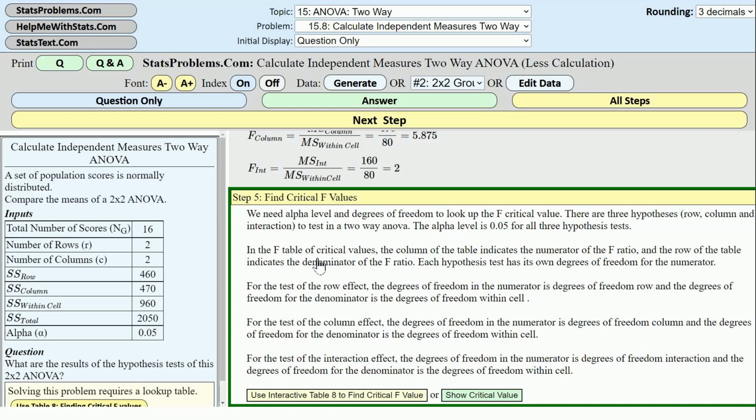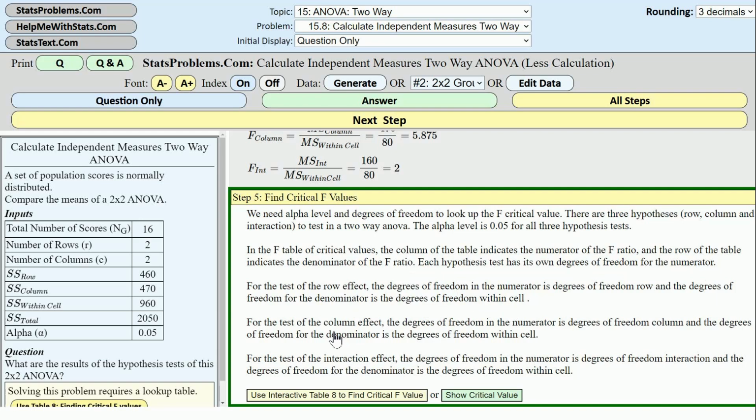In the F table of critical values, the column of the table indicates the numerator of the F ratio, and the row of the table indicates the denominator of the F ratio. Each hypothesis test has its own degrees of freedom for the numerator. For the test of the row effect, the degrees of freedom in the numerator is degrees of freedom row and the degrees of freedom for the denominator is the degrees of freedom within cell.